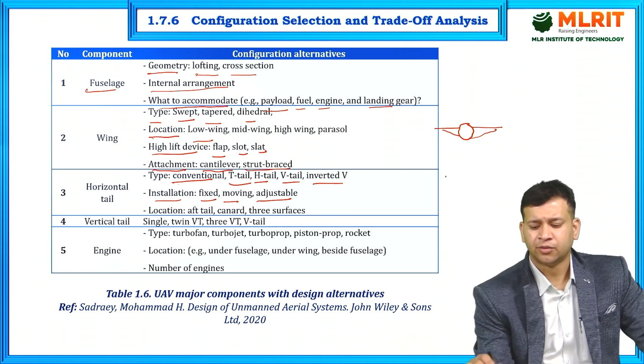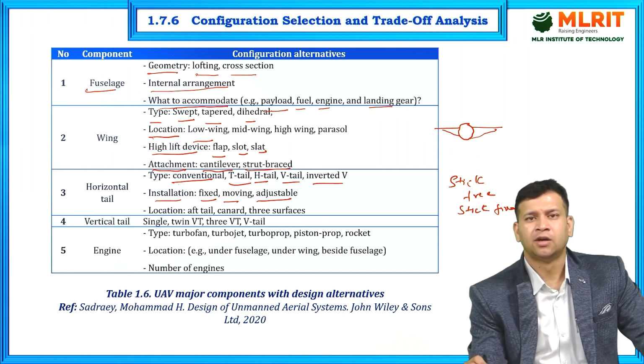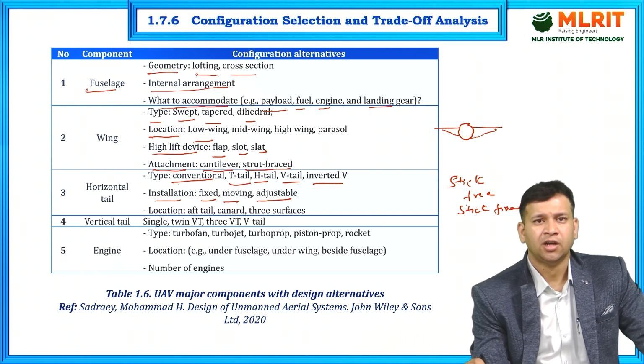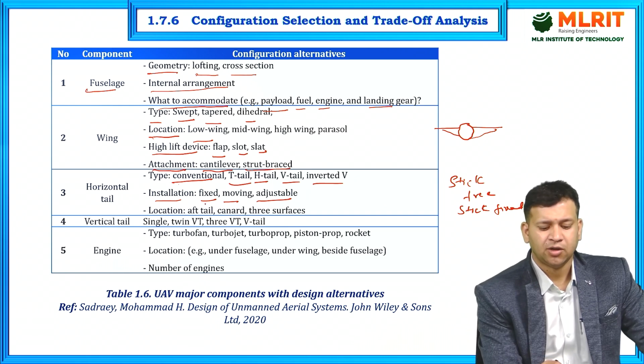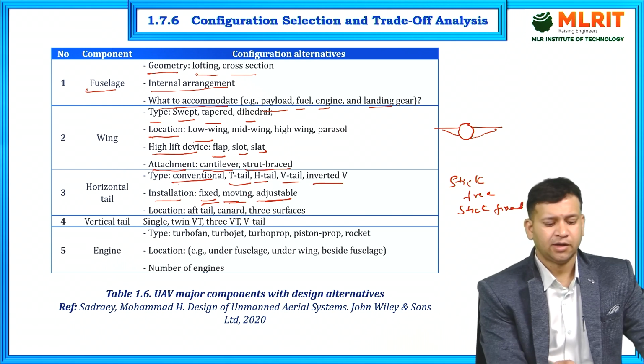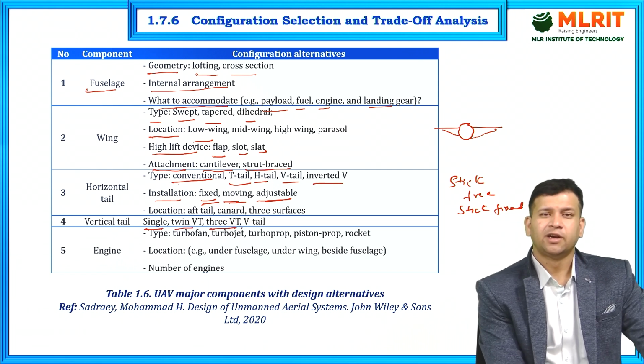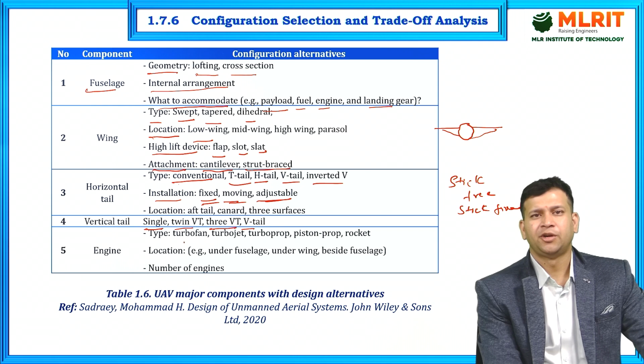If you know the difference between stick free and stick fixed, which we generally study in control and stability, from this we can decide what kind of wing configuration and tail configuration we need in the horizontal tail. Next we have the vertical tail. It can be a single tail, twin vertical tail, three vertical tails, or V tails. Depending upon our objective, we can choose the vertical tail.